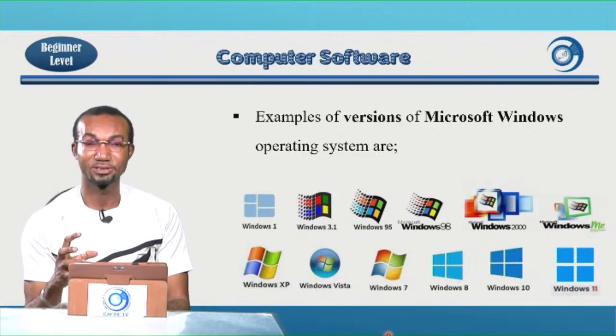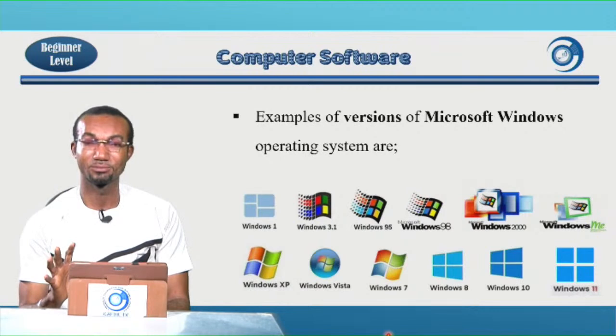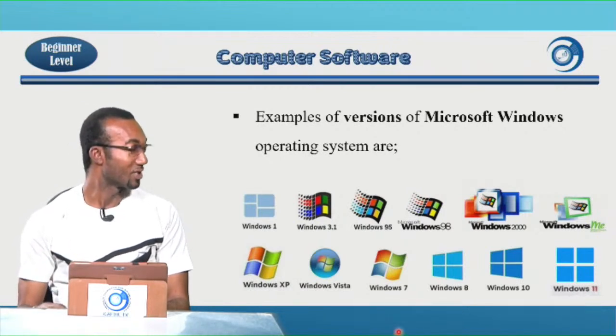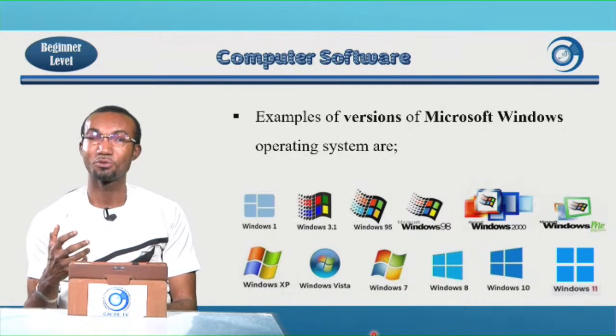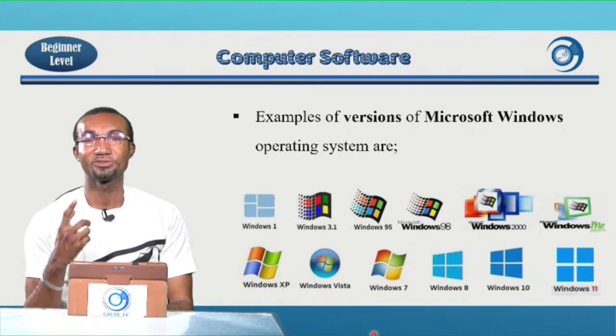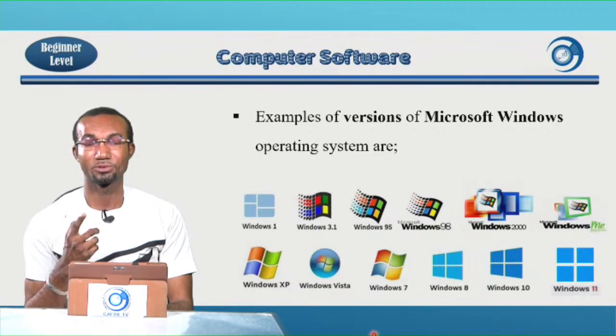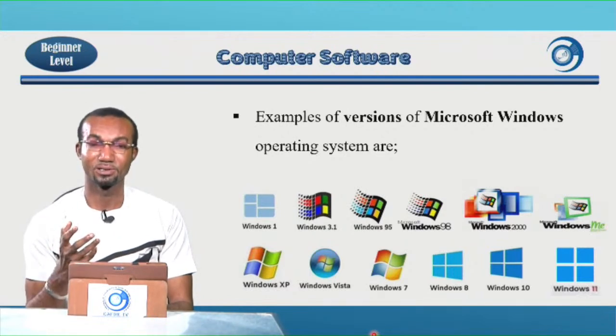Microsoft is a company, and they produce the Windows operating system. All these Windows operating systems are called versions. So if somebody wants to sell a laptop to me, I will ask the person, what version of Windows is that laptop using? The person will say Windows 7 or Windows 8 or Windows 10, and I will know the operating system.